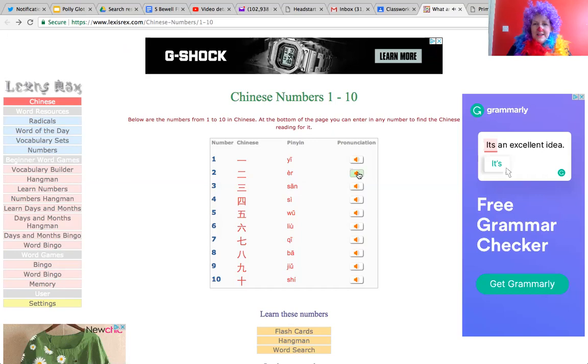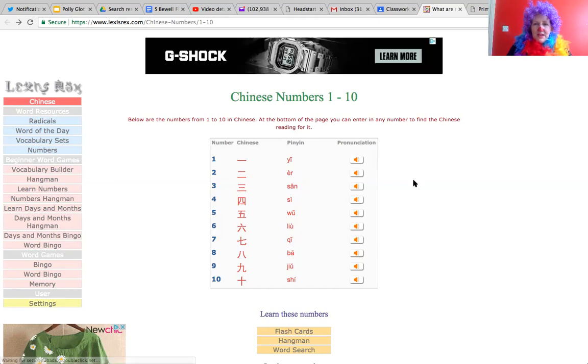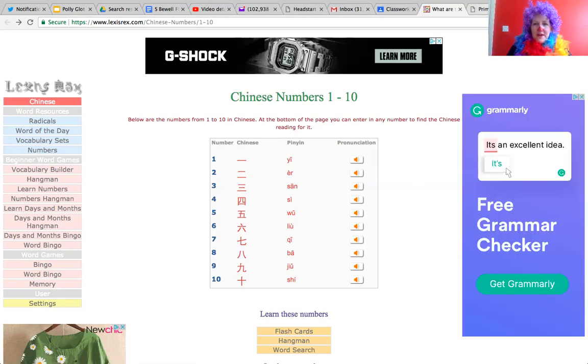一 Yi. 二 Er. 三 San. 四 Si. 五 Wu. 六 Liu. 七 Qi. 八 Ba. 九 Jiu. 十 Shi. Now, we're going to stick with the numbers 1 to 10 for now, but a little bit later on, I'm going to tell you how to count a little bit further. So see how we go with that.